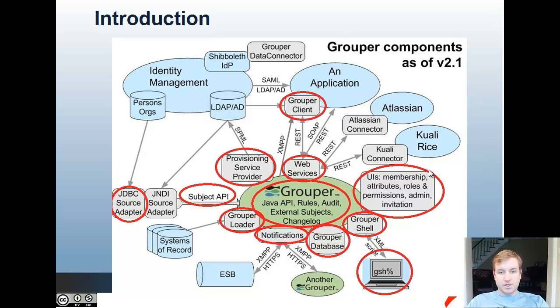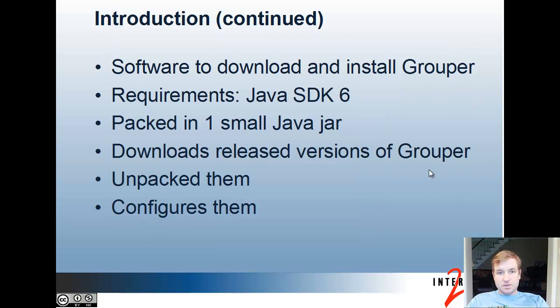So the Grouper installer is going to install the API as a quick start, including the web services, the Grouper client, the provisioning, the UIs, and the Grouper shell. It'll install a database for you. You can run notifications if you have those configured. The Grouper loader it will run, and the subject API with a JDBC source.